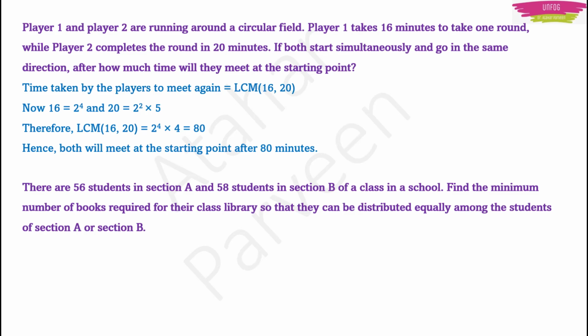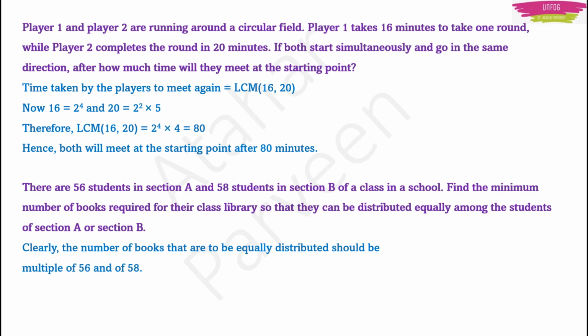Okay, next question is, there are 56 students in section A and 58 students in section B of a class in a school. Find the minimum number of books required for their class library so that they can be distributed equally among the students of section A or section B. Here also you have to do LCM. Clearly, the number of books to be equally distributed among section A or section B should be the LCM. Means it should be a multiple of 56 and 58.